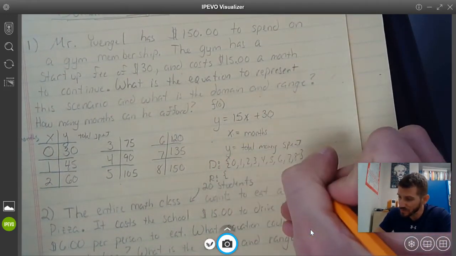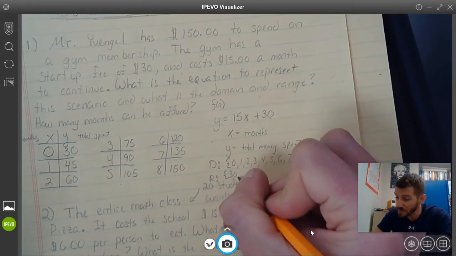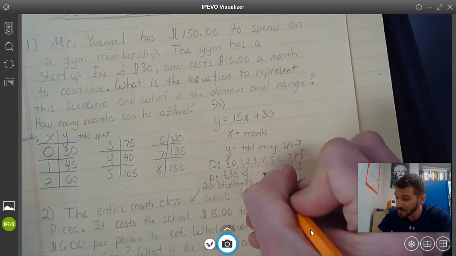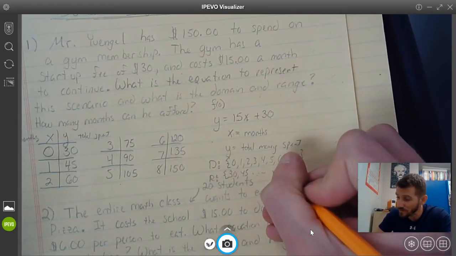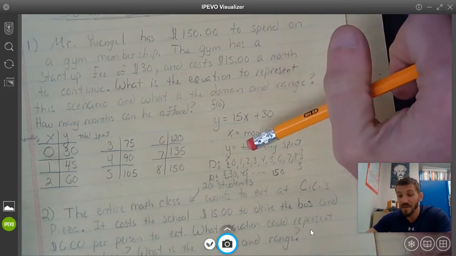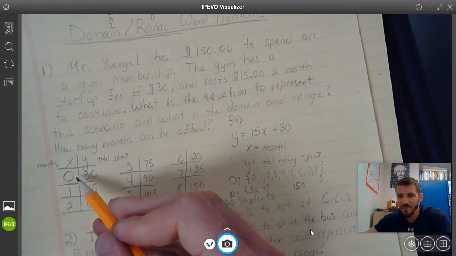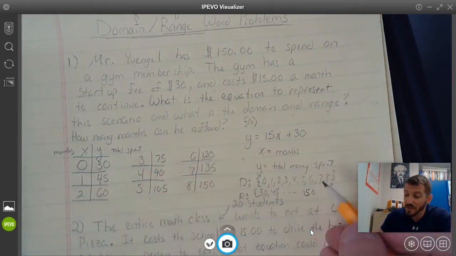Well, my range is all of the totals, which is going to be 30, 45, all the way to 150. It's all of your y values. That's all we're getting at: could you work a negative number of months? No. So you should never have a domain of negative numbers.